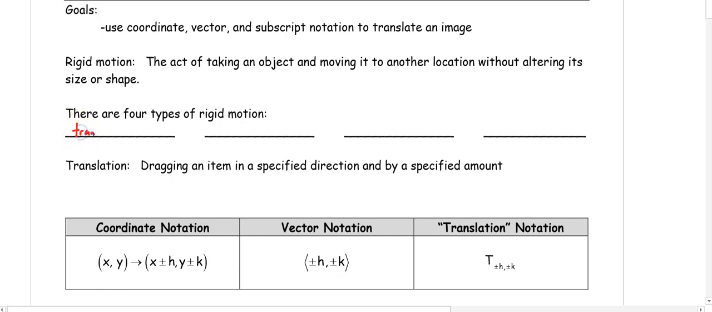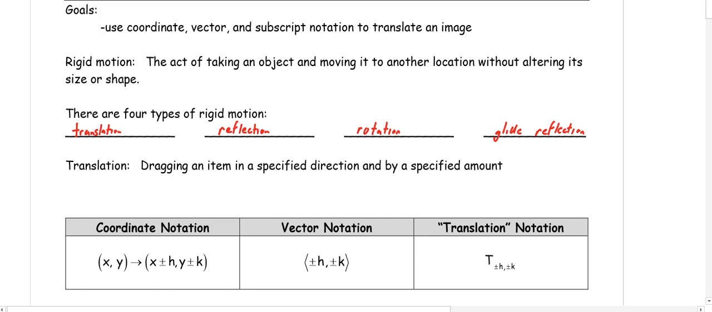There's a translation, a reflection, a rotation, and a glide reflection. A translation means dragging an object in a specific direction and by a specific amount. So there's 3 ways to notate a translation.